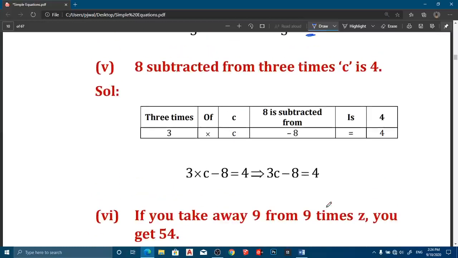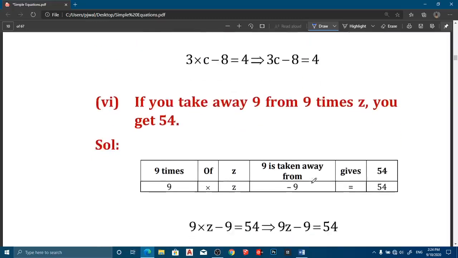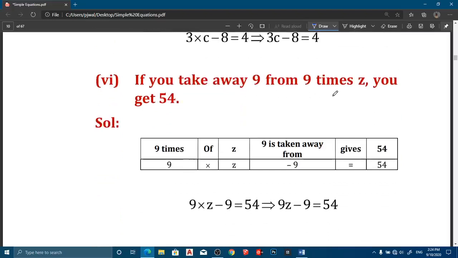Next, you should not write it as 8 minus 3c. You are subtracting 8 from 3c. That's why you should write 3c first. You should not write 8 minus 3c. That is wrong. Okay.